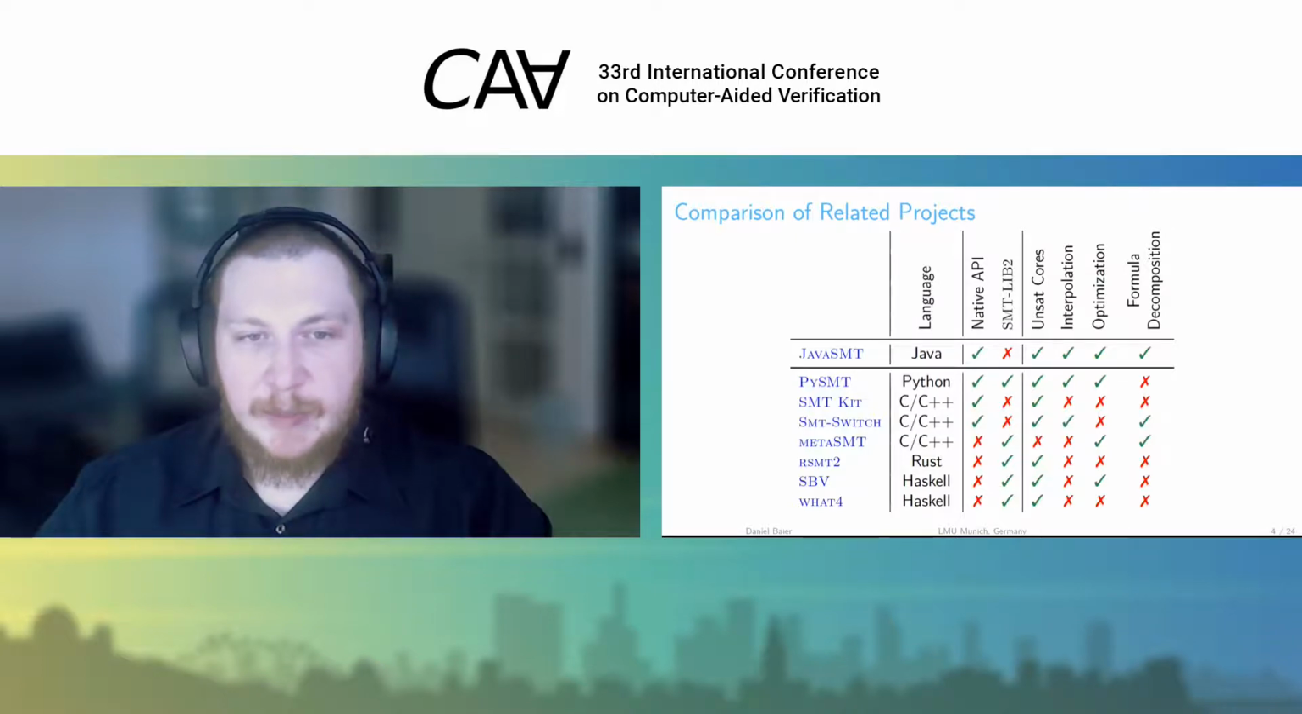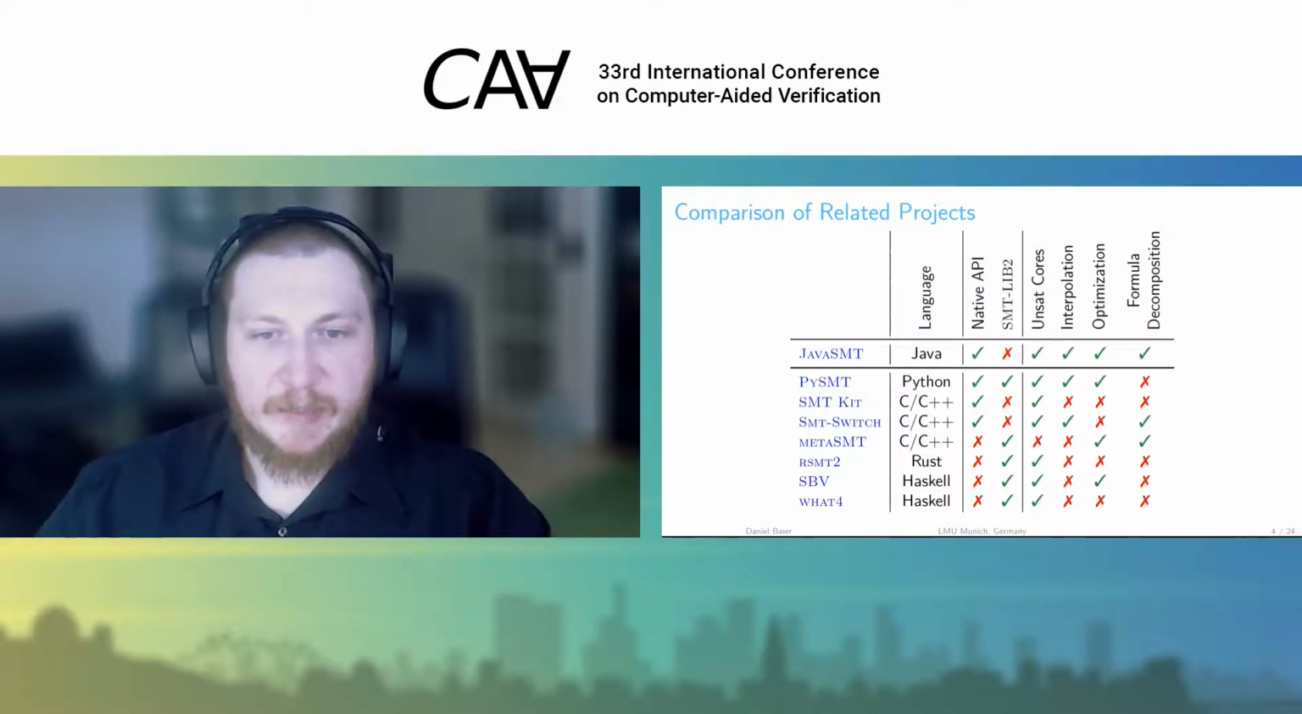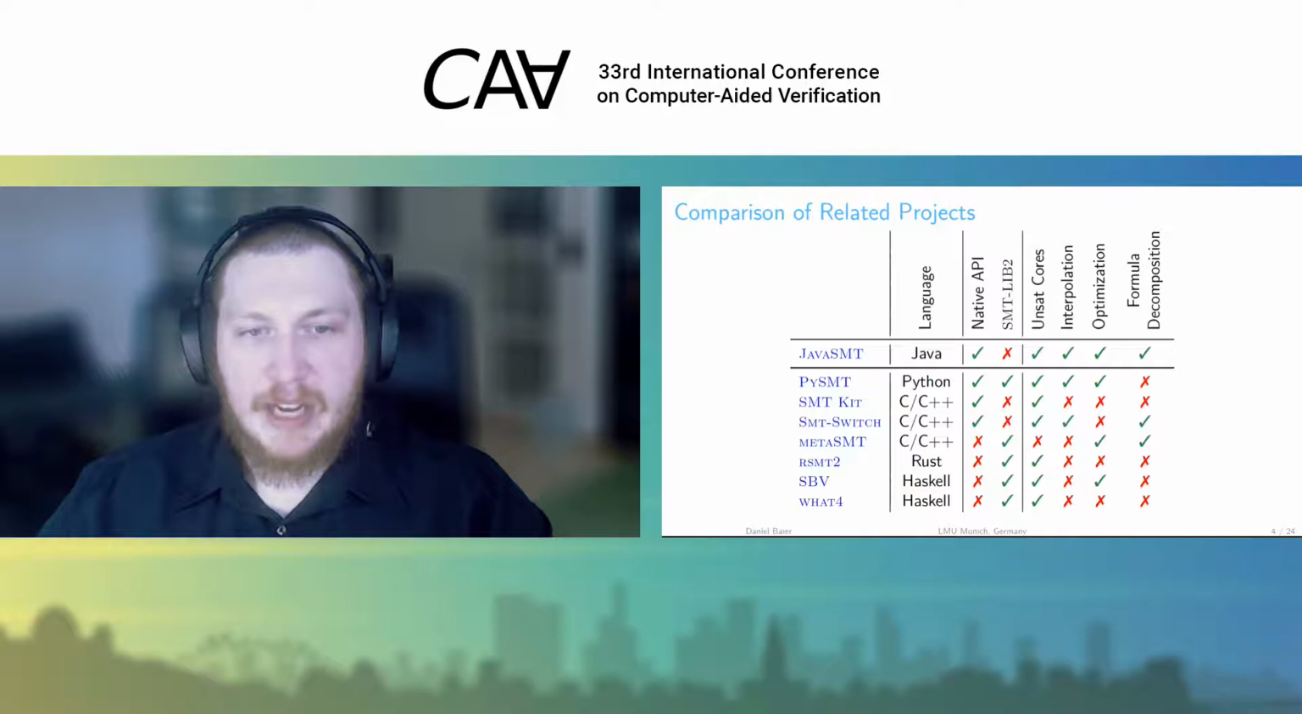In C or C++, one can, for example, use meta-SMT, SMT-Kit, or SMT-Switch. All three offer solver-agnostic APIs, such that the focus is not on the interaction with the multiple backend SMT solvers, but on a user's application. The libraries SBV and What4, with their Haskell-based approaches, provide not only multiple SMT, but also SAT solvers. There are even generic libraries developed in relatively new programming languages, such as RSMT2, which uses Rust.